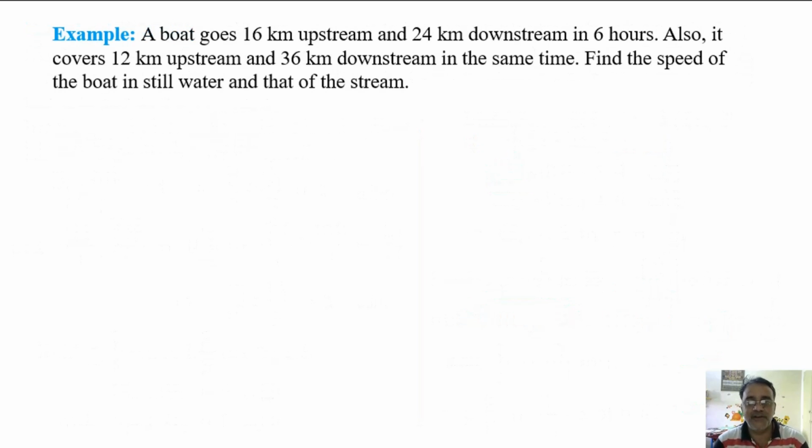Okay, now we'll move towards one very important question. A similar question was in the CBSE sample paper, mathematics standard paper. A boat goes 16 km upstream and 24 km downstream in 6 hours. Also, it covers 12 km upstream and 36 km downstream in the same time, 6 hours. Find the speed of the boat in still water, we'll take it as x, and that of the stream, we'll take as y.